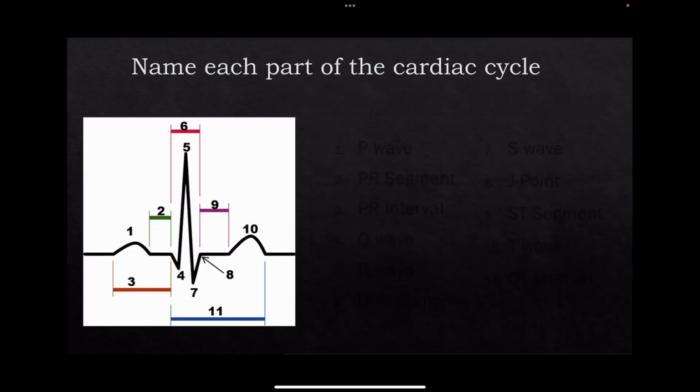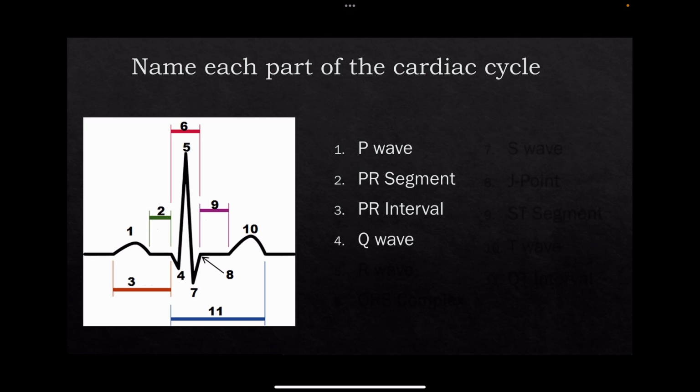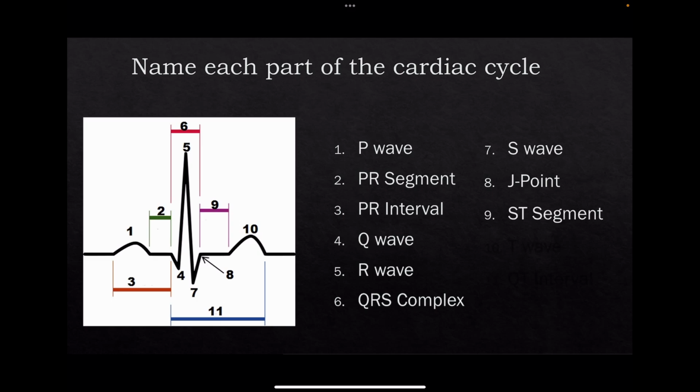Okay, so let's go over the basics again. So what is number 1? Okay, what's number 2? PR segment. What's number 3? PR interval. What is 4? That's your Q. 5. What's 6? That's the whole thing. 7. Okay, 8. J point. 9. ST segment. 10. And then 11. QT interval. Okay, very good.